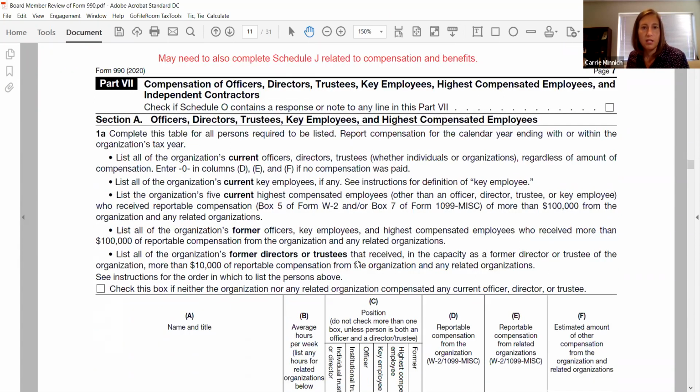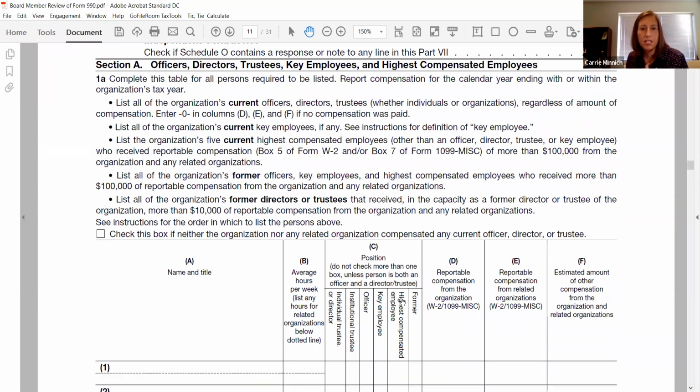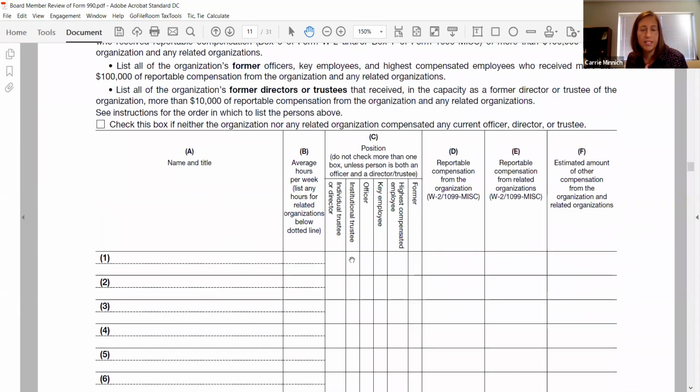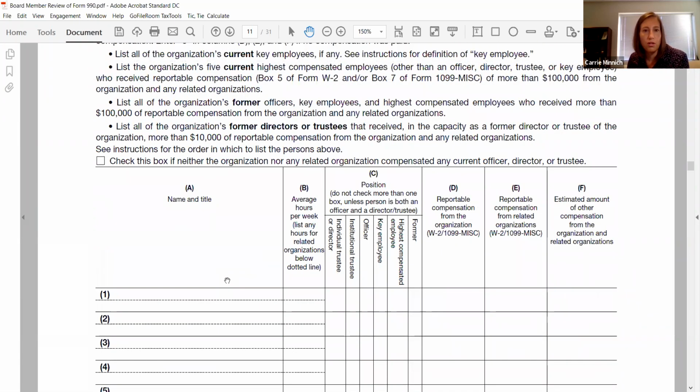The next part of the 990 talks more about your organization's board members. Based on the answers here, you may also need to complete Schedule J. Schedule J goes into a little bit more detail related to compensation and benefits, especially those that are paid at much higher salary rates. This section is important. It asks you to list all of your board members during the year. So anyone that served on your board of directors at any time during the year needs to be listed here.